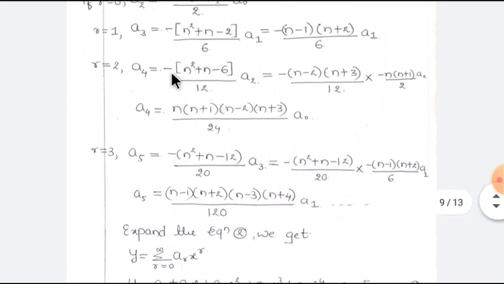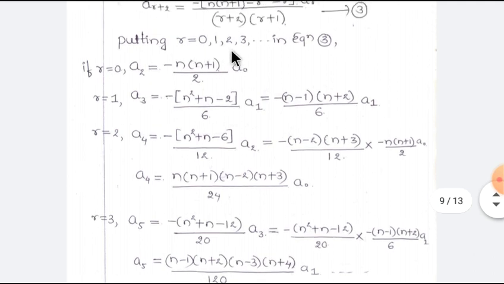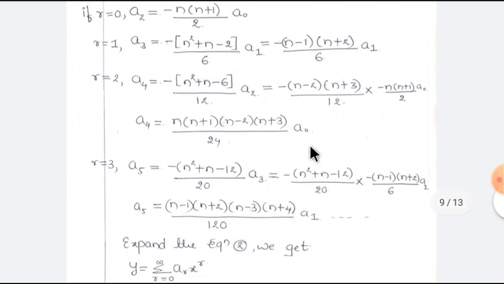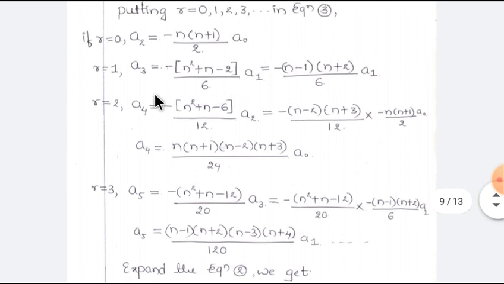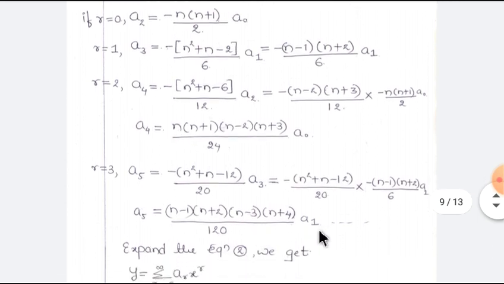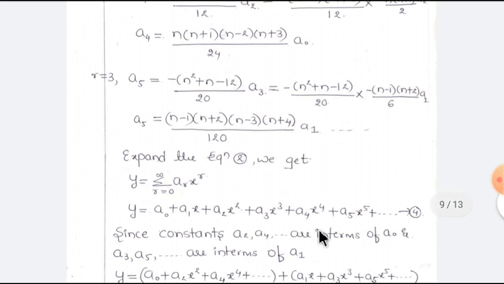a4, see here, a2 is a multiple of a naught and a4 is also a multiple of a naught, and a6 is similarly also a multiple of a naught. a3 is a multiple of a1, a5 is also a multiple of a1, similarly a7, a9, a11 and so on are multiples of a1.